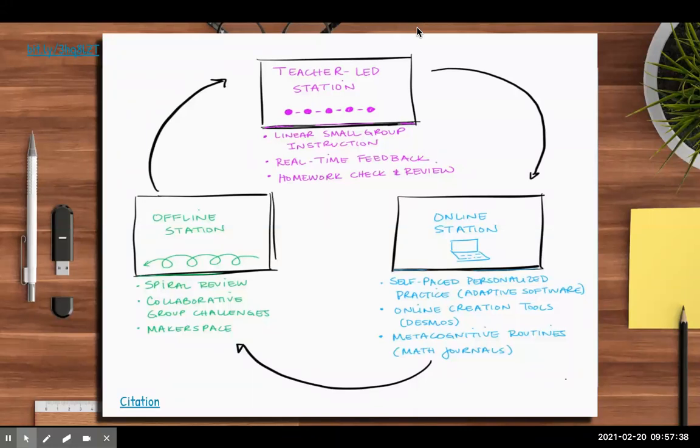And then I have my online stations, and this typically is more independent, even though they sit as a group. You'll see here, I have a couple pictures of my actual classroom pre-COVID, where the kids sat with their laptops, and it's self-paced. They go at their own pace. It's immediate feedback programs that I use. And all I do is assign it to them through Google Classroom.